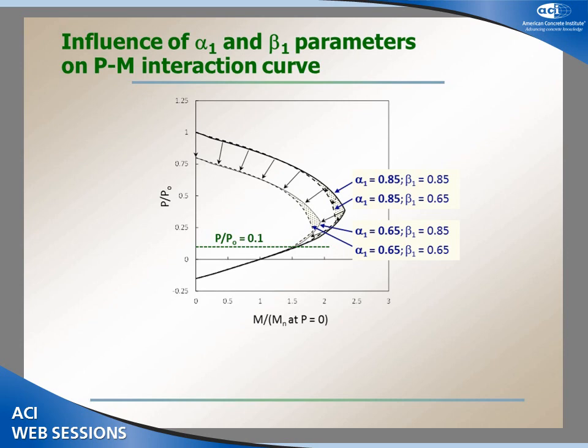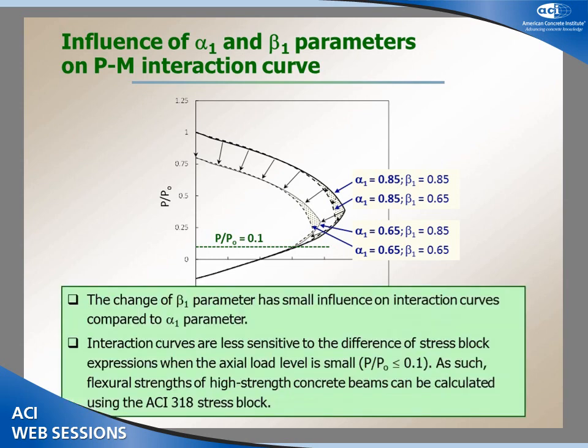On the other hand, the alpha 1 parameter has a more global influence on the interaction curve. But still, when the axial load is small, there is no change. So we can summarize that the change of the beta 1 parameter has a small influence on the PM interaction curve compared to the alpha 1 parameter. And the interaction curves are insensitive to the difference of the expressions when the axial load is small, for example, when the axial load is less than 0.1 times the nominal axial strength.